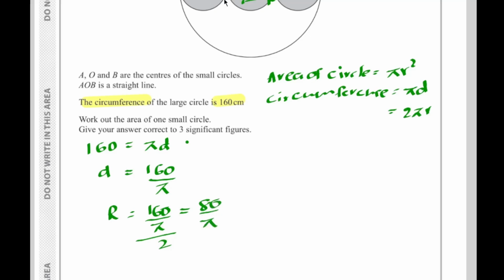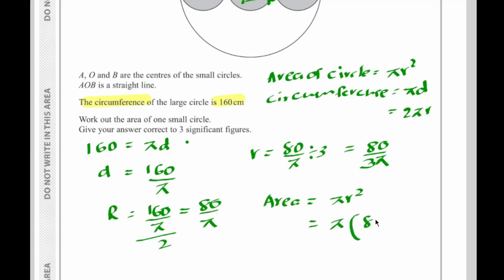Okay. Now I have the radius of the bigger circle. So I know that there are 3 radii of the smaller circle embedded in this one. So to get simple r, little r, I gotta divide this 80 over pi by 3. So I need to divide it by 3. Then I can write 80 over 3 pi. Now we have the radius of the small circle. So the area becomes, area equals pi r squared. Then pi times r is 80 over 3 pi, squared.